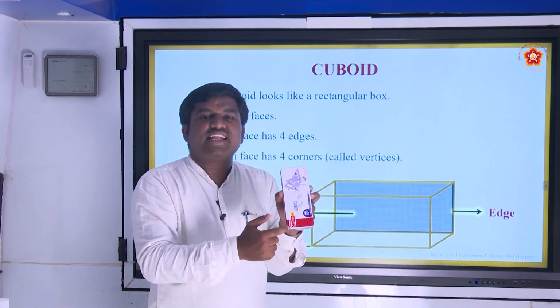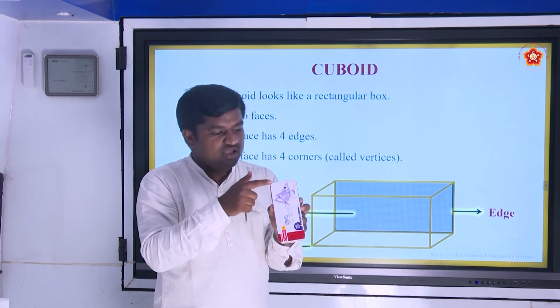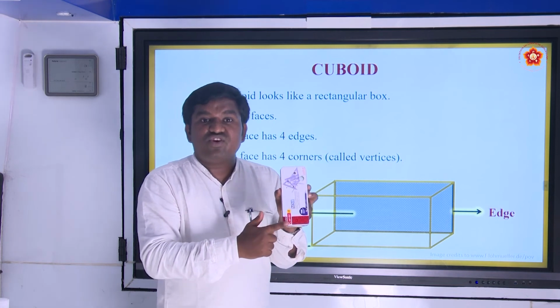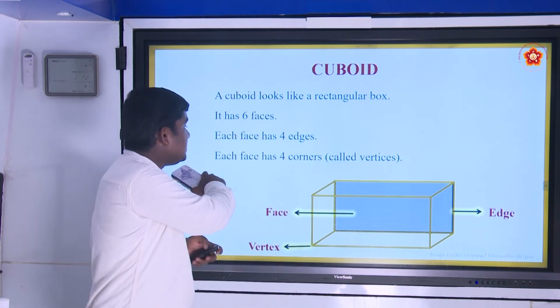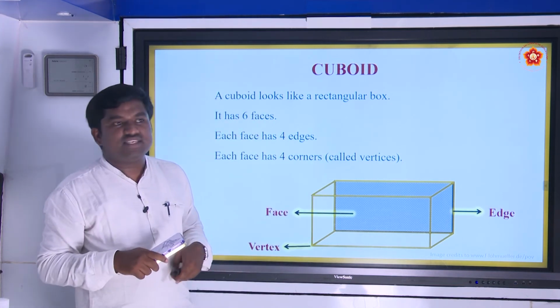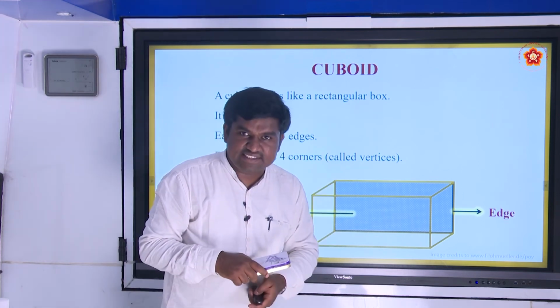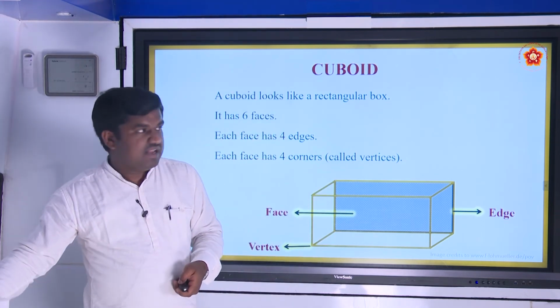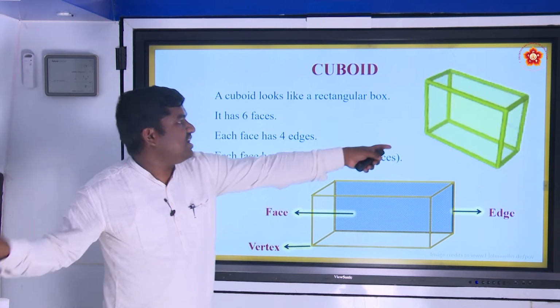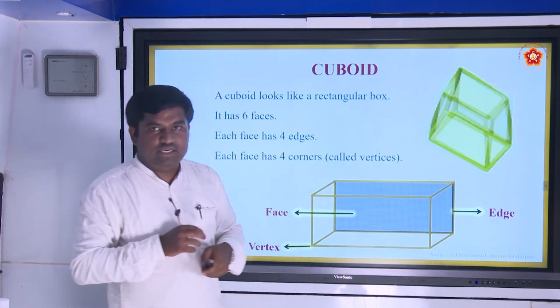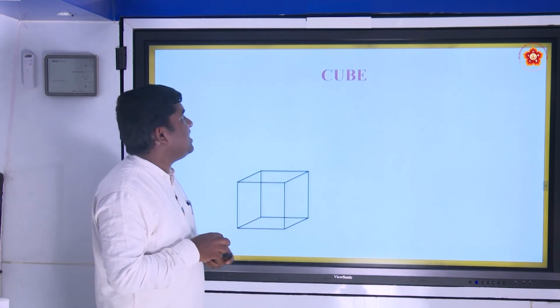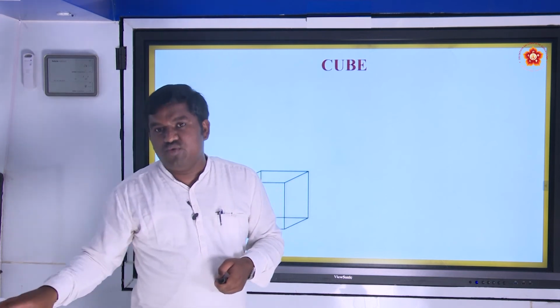Corner means vertex, vertices. See, 1, 2, 3, 4 vertices. So each face has 4 corners called vertices. Yes. Next, see, this is the image for cuboid. Okay. Next, I will take cube.